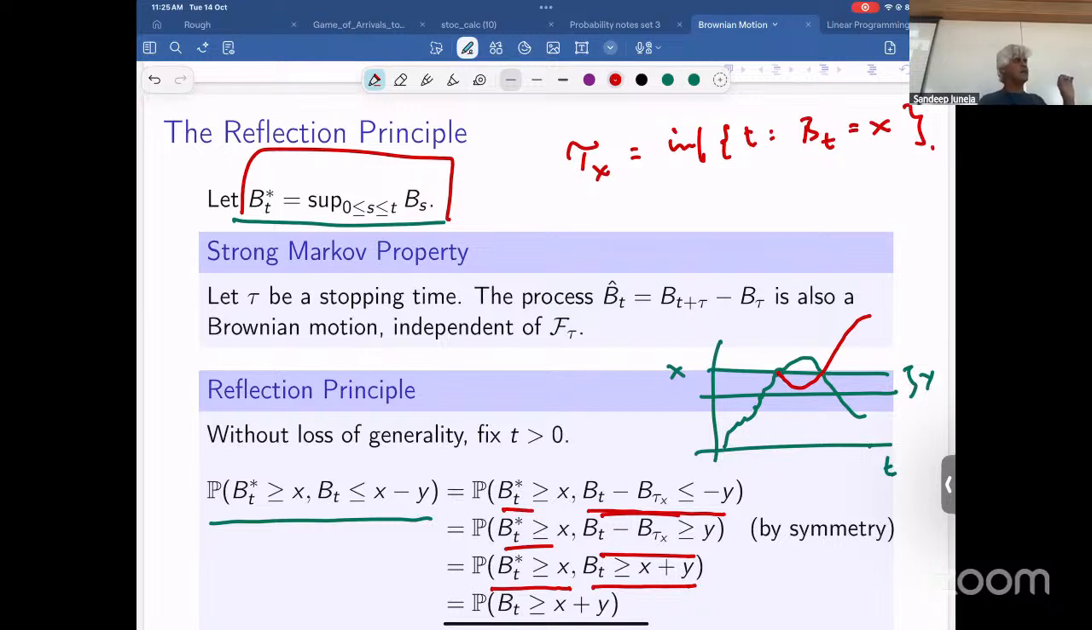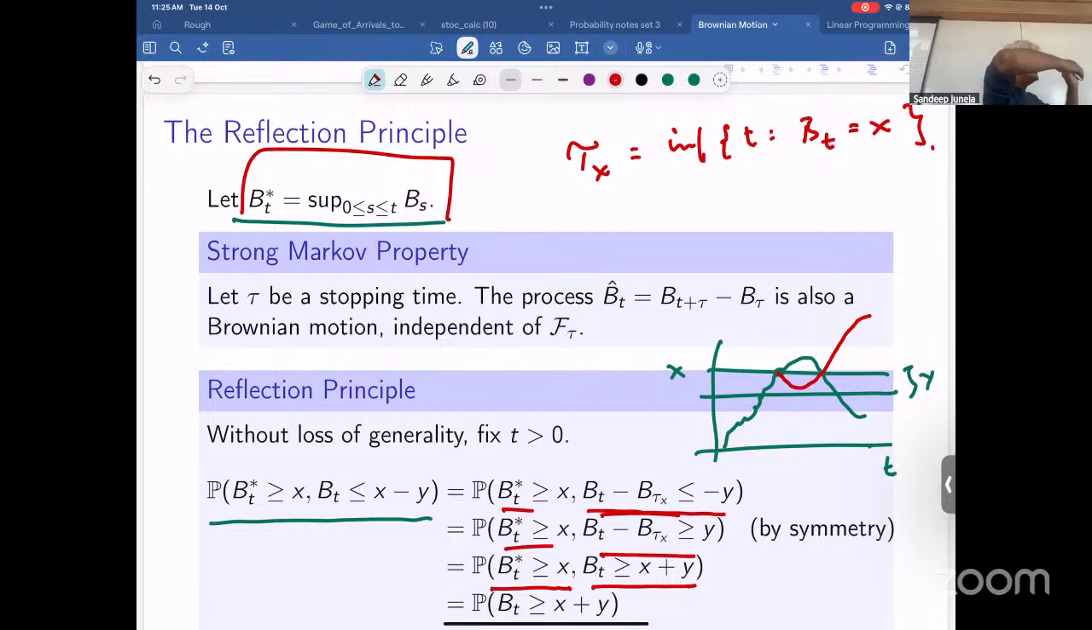So the event B star_t greater than or equal to x only depends on what happens up till time tau_x. And then the other event is after tau_x. So the two are actually independent. That's why I can do this. The symmetry argument is key. B_t minus B_tau_x is just Brownian motion after tau_x. So whatever tau_x is, the chance of it being below minus y is by symmetry equal to the chance of it being above y, because Brownian motion is symmetric.